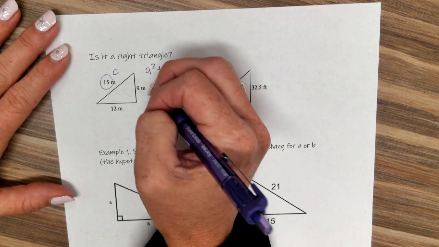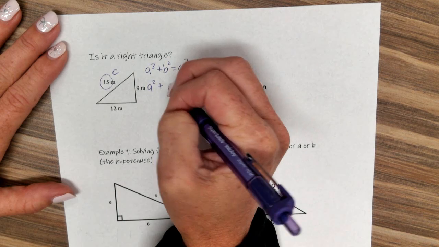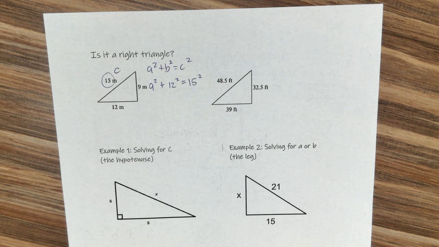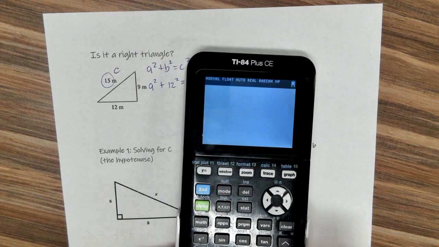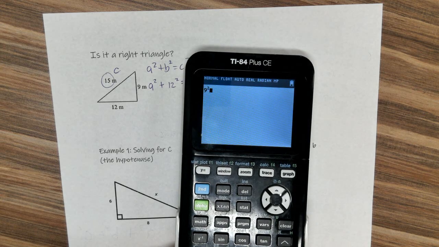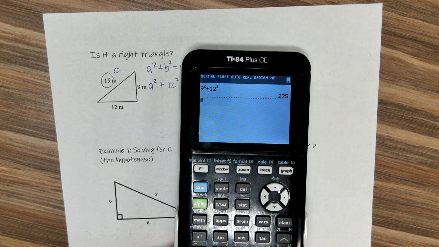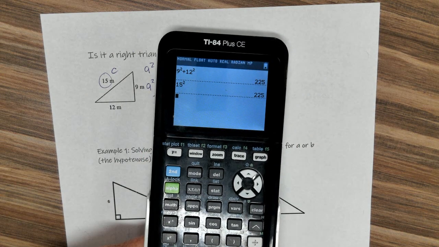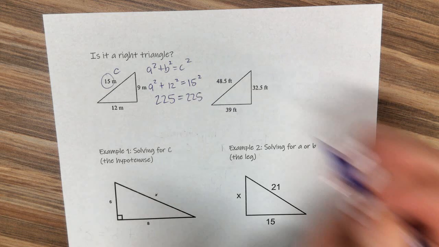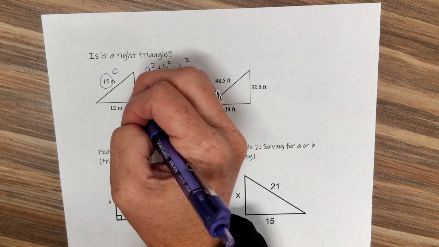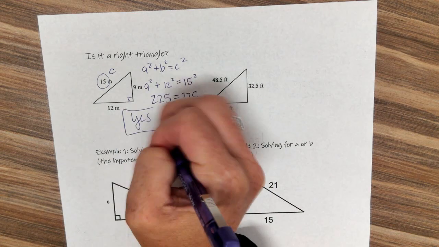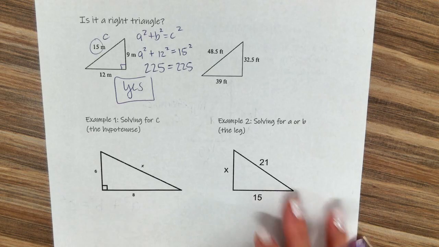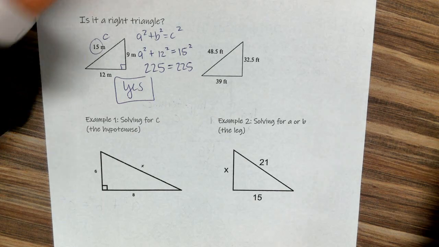So I would say is 9 squared plus 12 squared equal to 15 squared. And I would just test it out. Is it yes or is it no? Will you put it in your calculator? What is 9 squared plus 12 squared? 225. What is 15 squared? 225. Since they are equal, this is a right triangle. So my answer would simply be yes, it's a right triangle. Good? All right, let's try the next one.